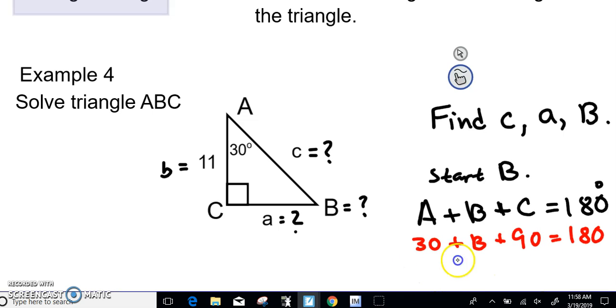So here, since we're on the same side, we're going to add these two together. So this is 120 plus B equals 180. And again, this is B, B as in boy.